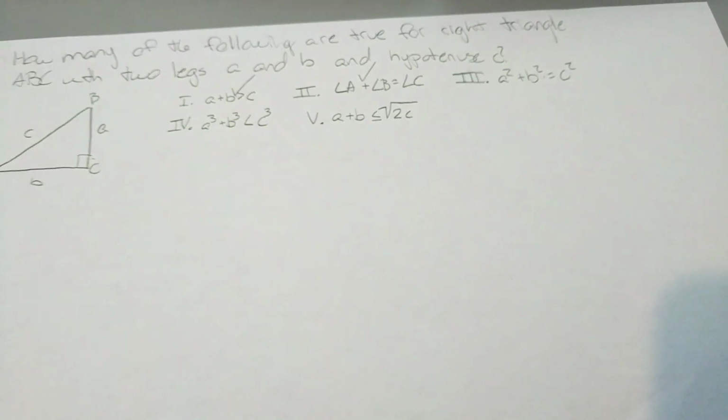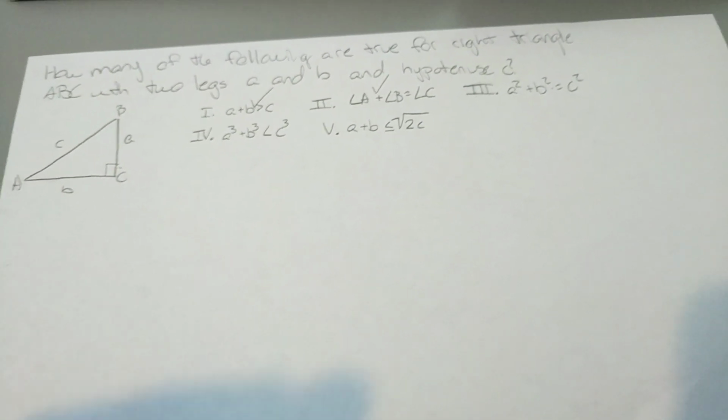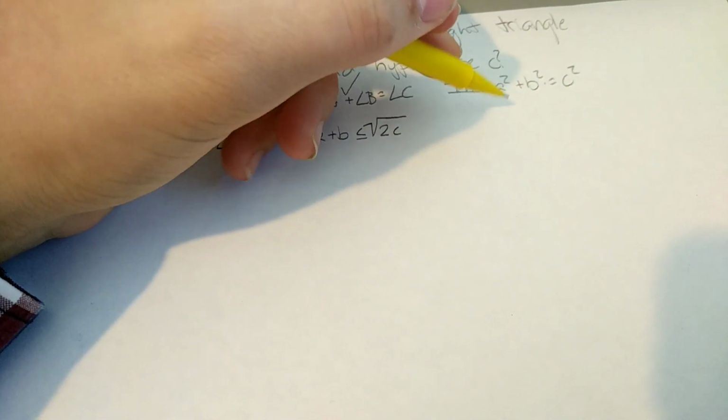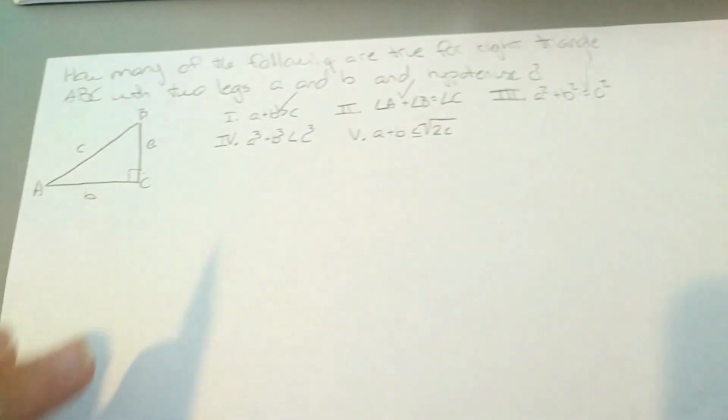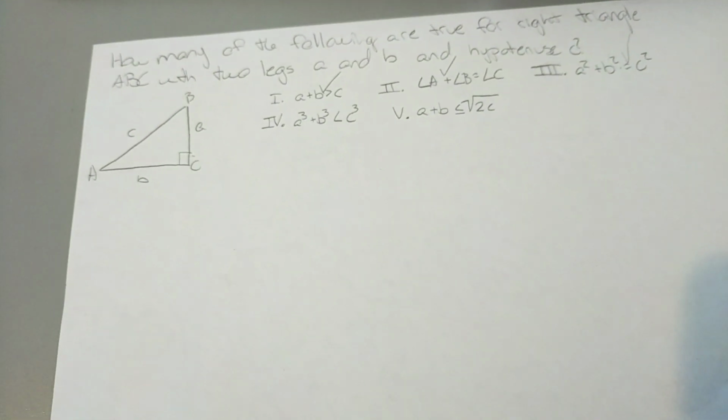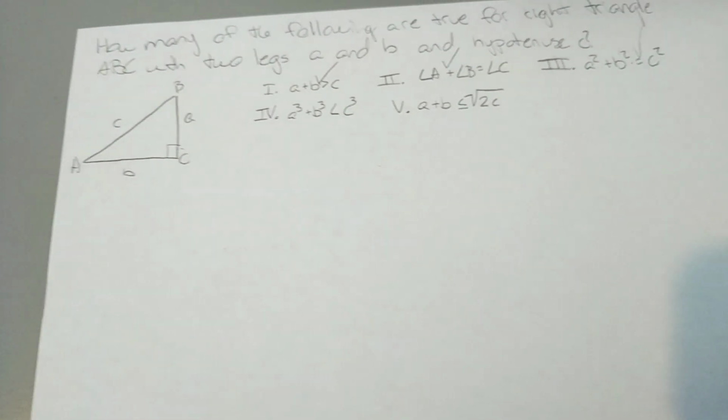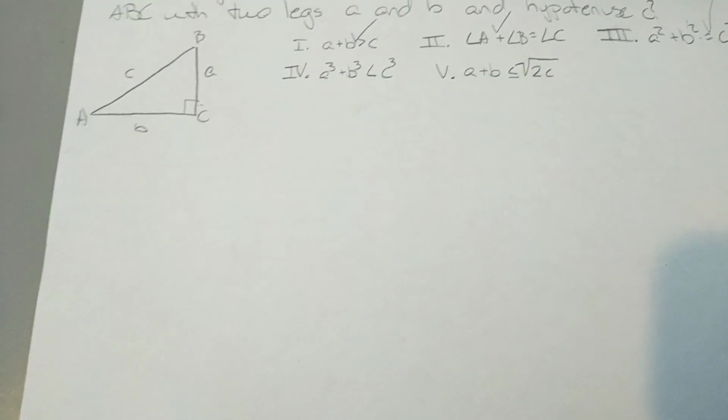A squared plus B squared is equal to C squared. That is the Pythagorean theorem. Yes, that is true. Now we get into some of the harder stuff. A cubed plus B cubed is less than C cubed.